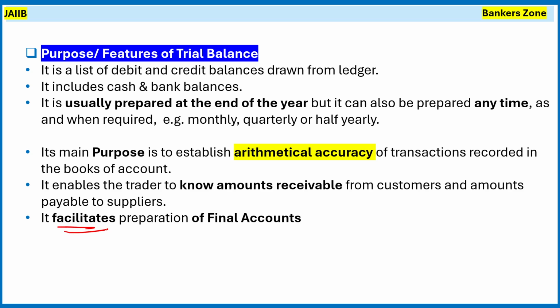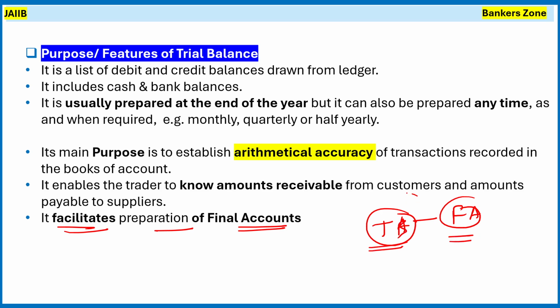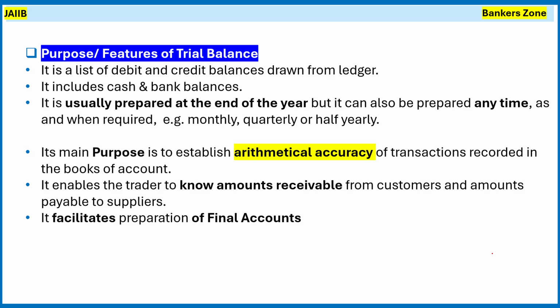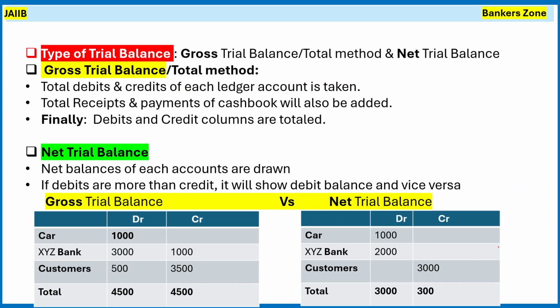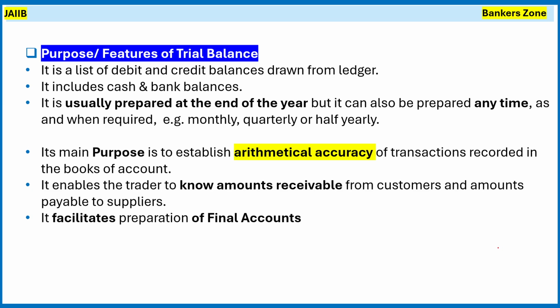Now it facilitates the preparation of final accounts. So obviously, after preparing the trial balance, we have to move to the preparation of the final accounts, right? After trial balance, we have to prepare the final accounts. So trial balance is simply the step just before the final accounts, so that there should not be any inaccuracy in the final accounts. Okay, this is simply the purpose. So what is the main purpose? What is the objective of the trial balance? Simply to ensure the arithmetical accuracy is one of the important objectives of a trial balance.